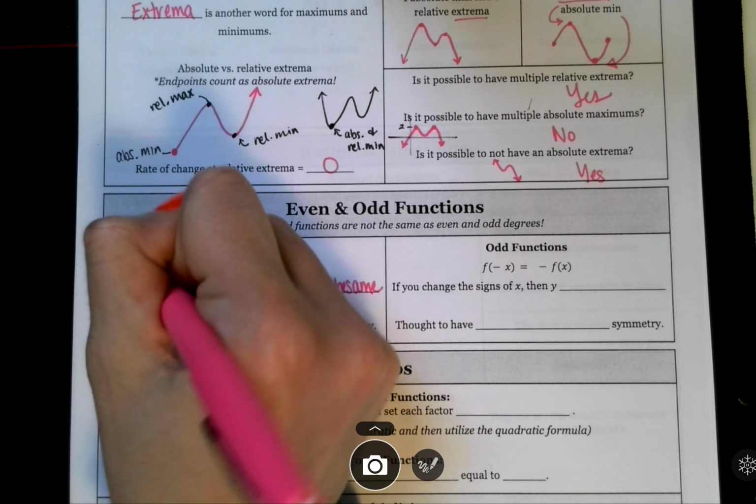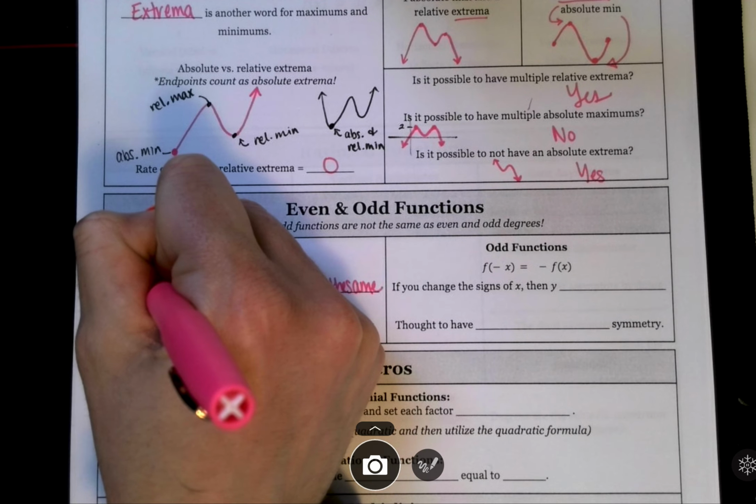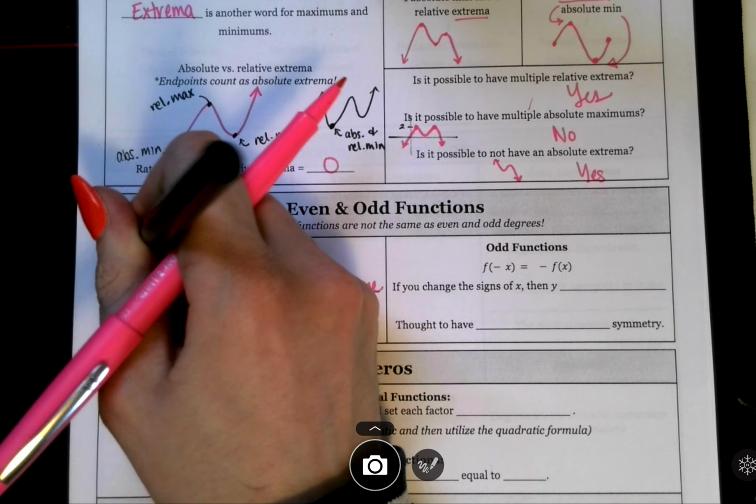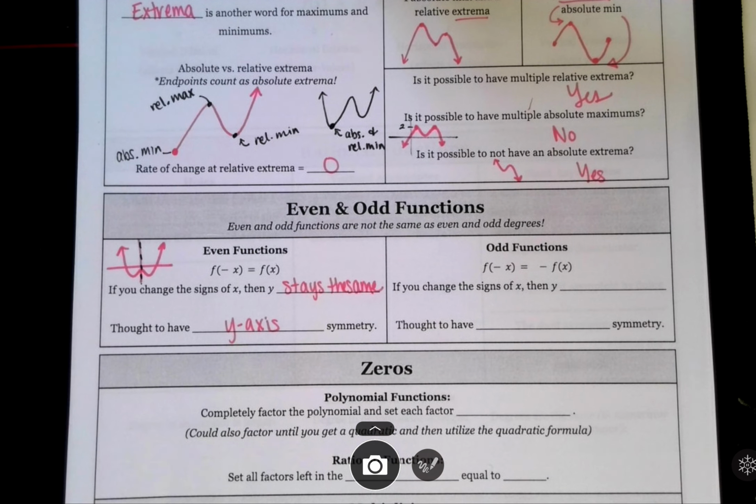So if I have a graph that looks like this, it's like a W. If I fold it on my y-axis right there, it will line up. If I plug in negative x into all of the variables for the equation, they would all turn positive, and I would have the original function. It would be an even function.